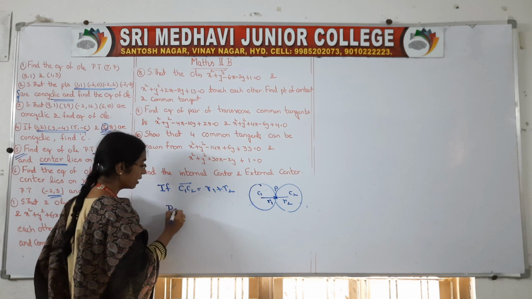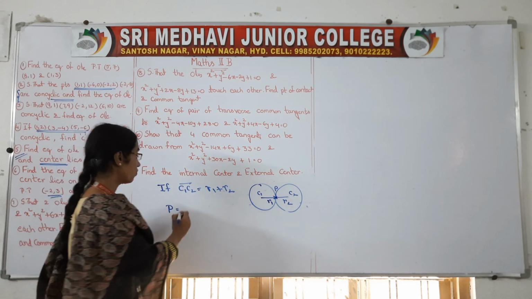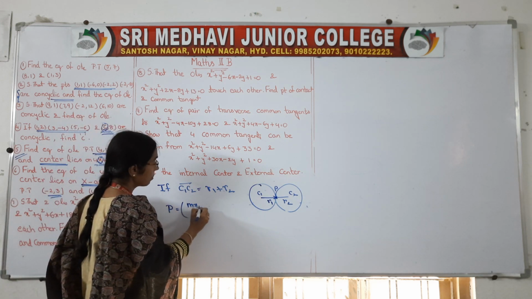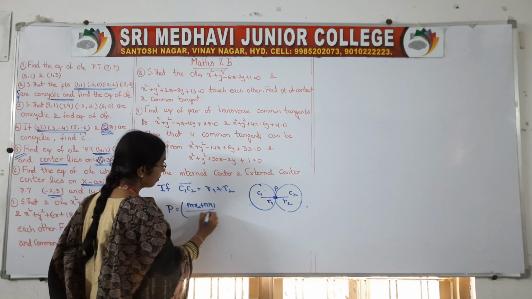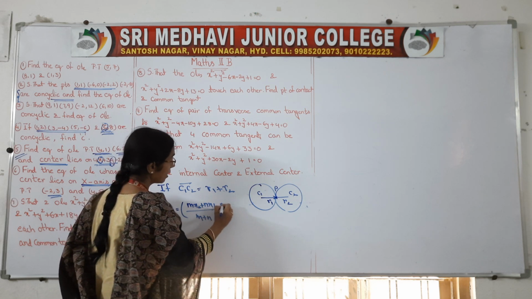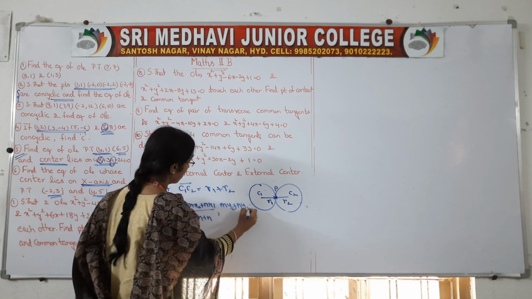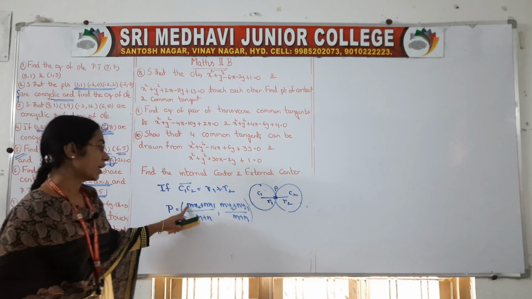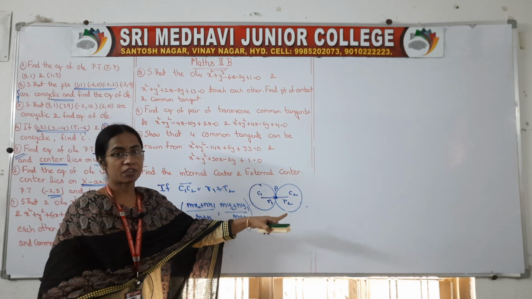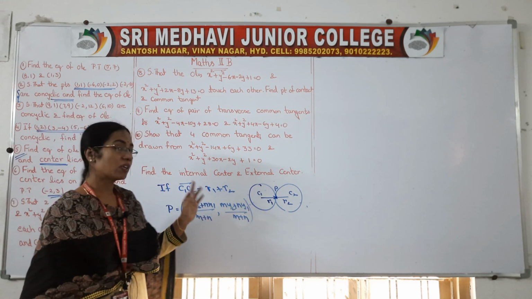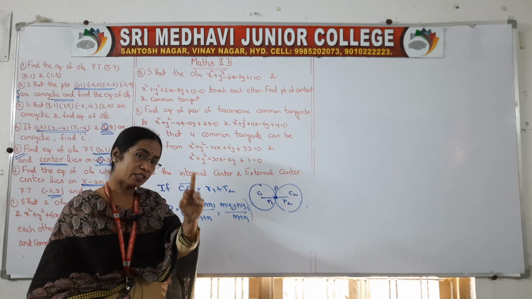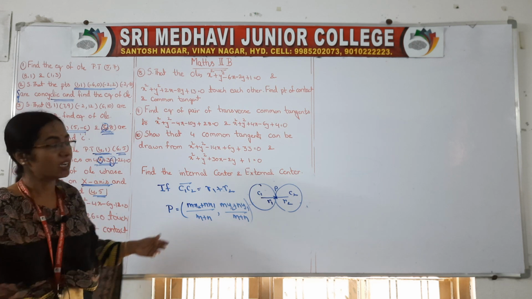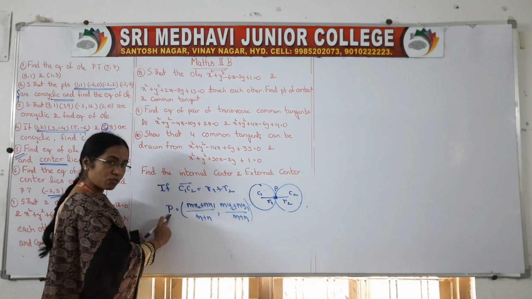So which formula do we use to find point P? The internal section formula: (mx2 plus nx1) by (m plus n) and (my2 plus ny1) by (m plus n), where m and n are R1 and R2, x1, y1 is the first center and x2, y2 is the second center. With that you will get your point of contact.